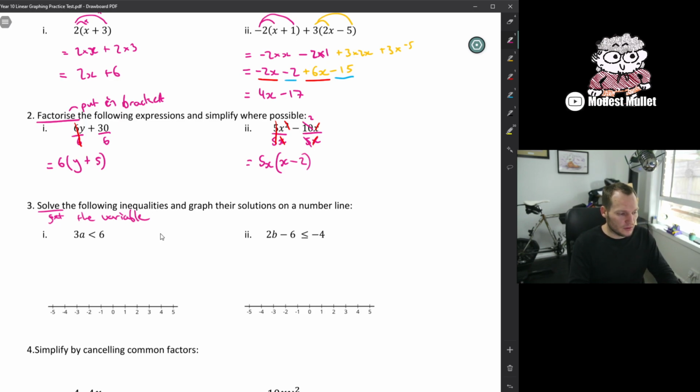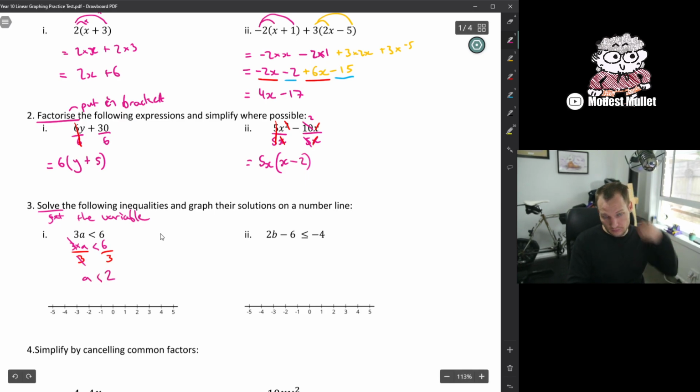So I want to move the 3, so we do this whole idea of doing the opposite, or the same to both sides. So 3a is actually 3 times a, which is less than 6. What's the opposite of times by 3? We're going to divide by 3, and the same on the other side, we'll divide by 3. So that cancels, that cancels. That's the whole reason why we choose opposites, it's going to cancel out. That means all we're left with is a, and it's less than. Now 6 divided by 3 is 2.